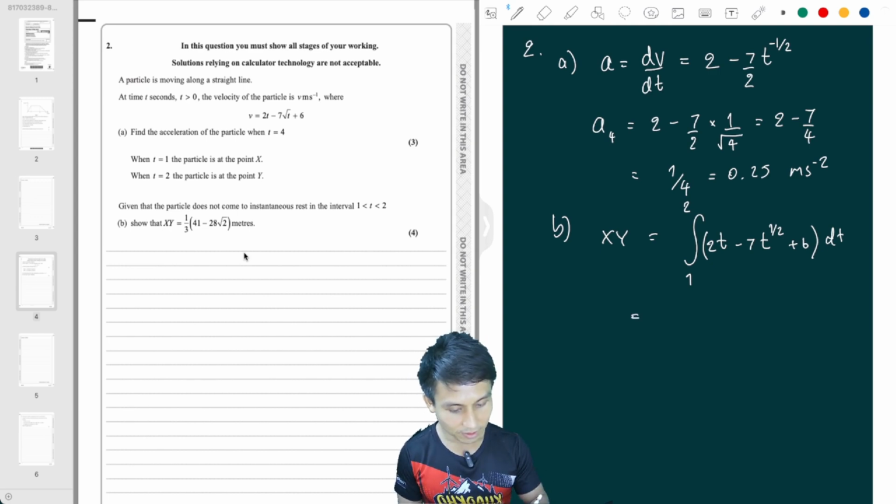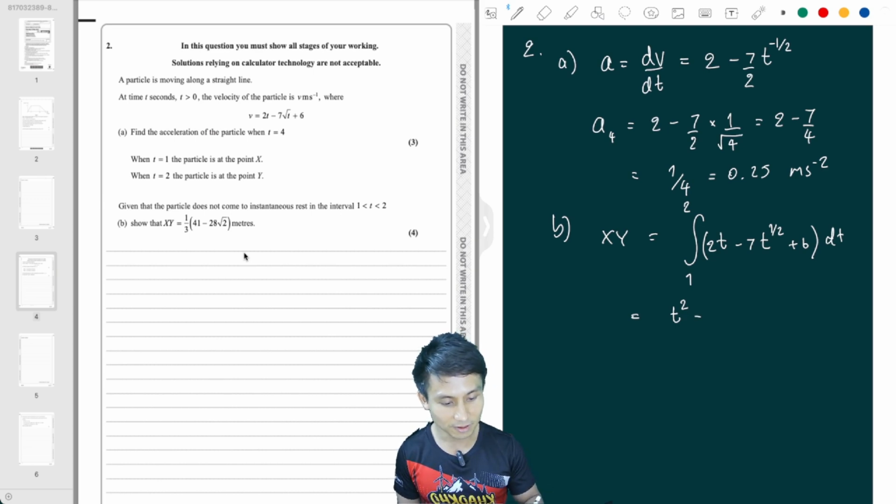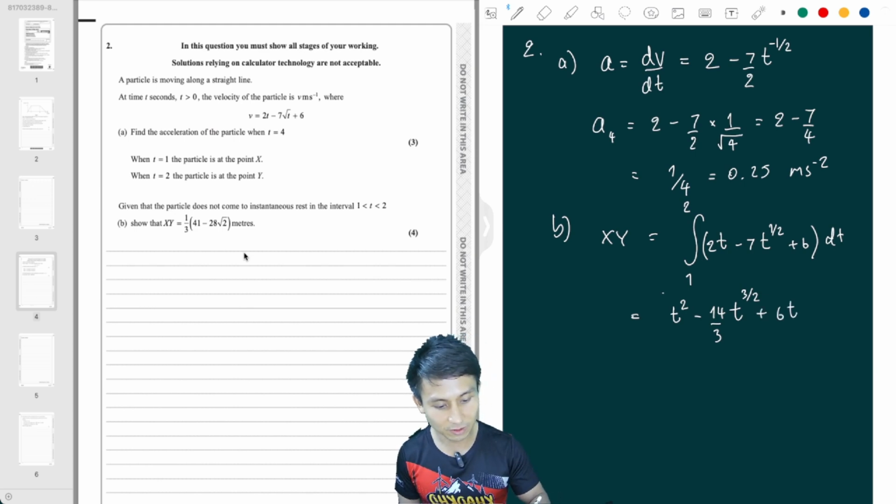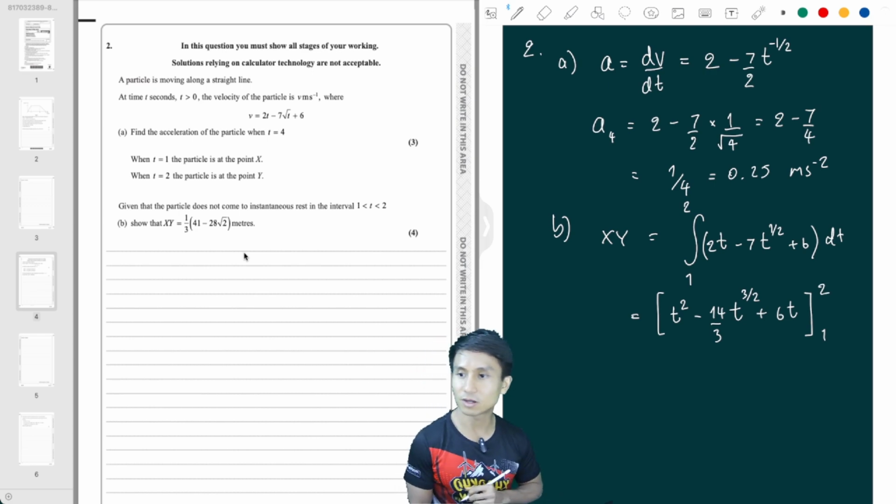All right, so integrating first, we get t to the 2 here for the first term. So it's 2t to the power of 2 divided by 2, 2 cancels. And then that is t to the power of half, so adding 1, we get 3 over 2. If we divide by 3 over 2, we're going to get 2 over 3 multiplied by 7, that is 14 over 3, t to the power of 3 over 2 instead. 6 becomes 6t after integration. And then I'm going to sub 1 and 2 in there. All right.